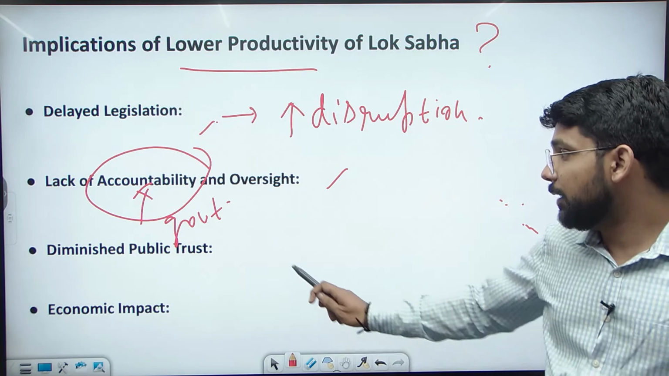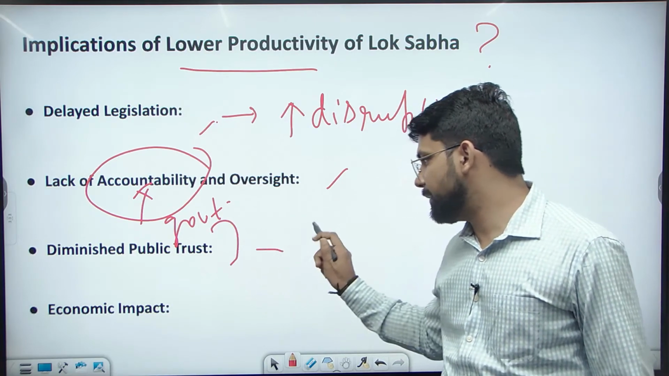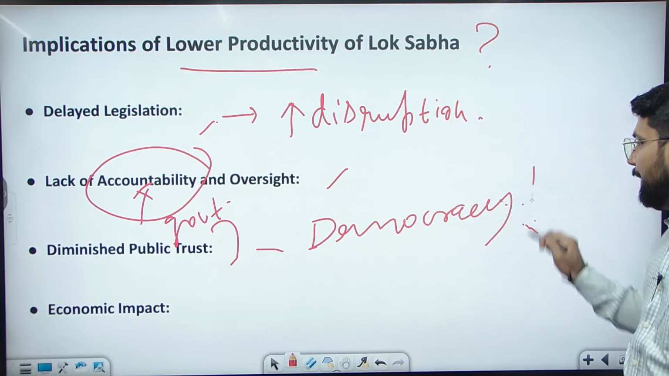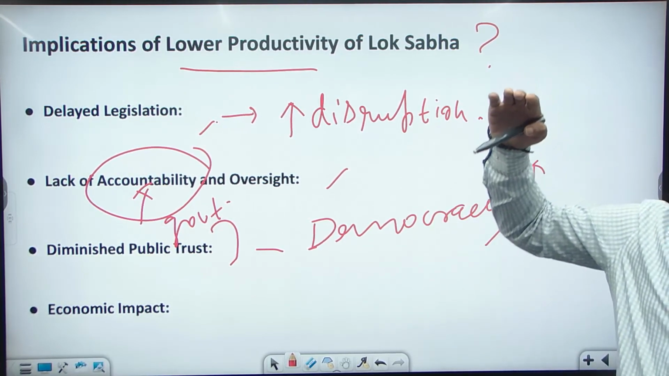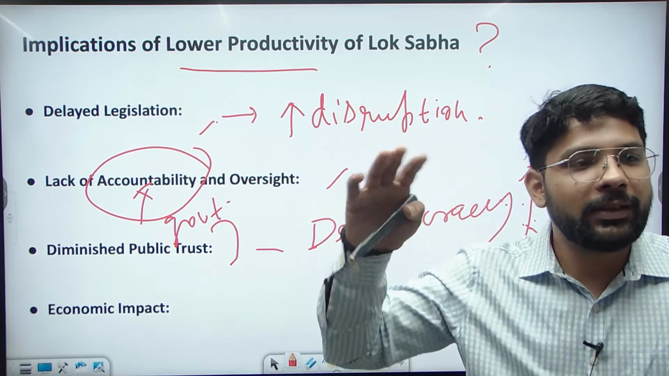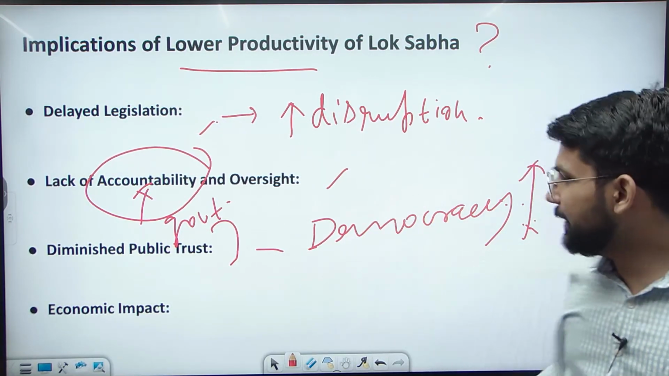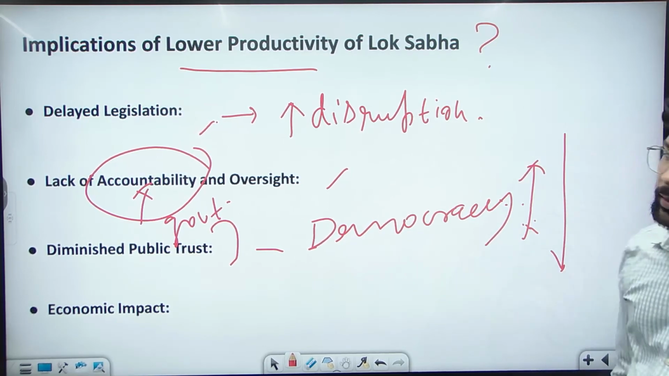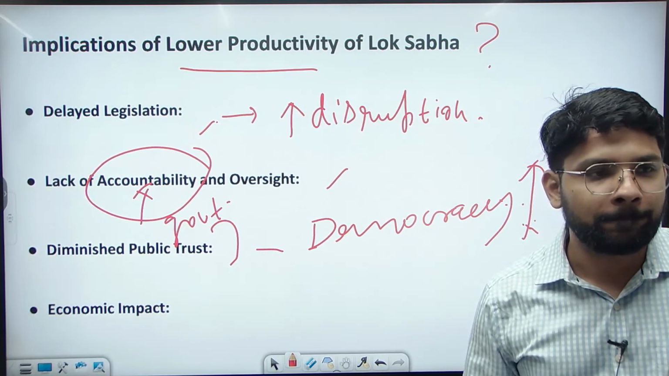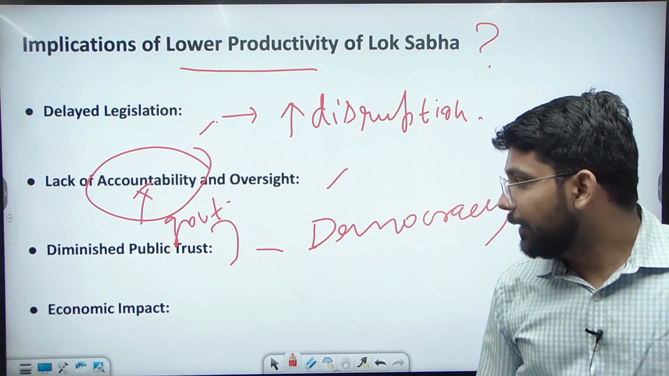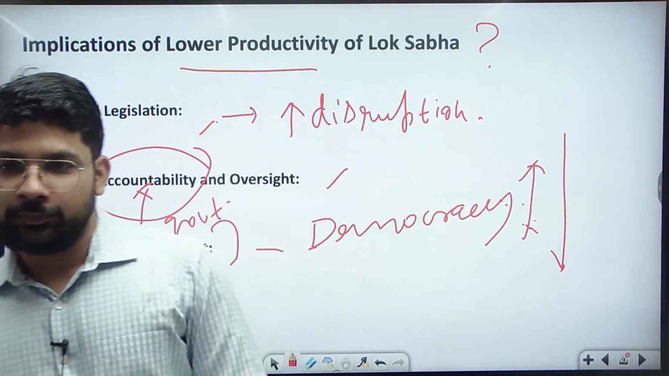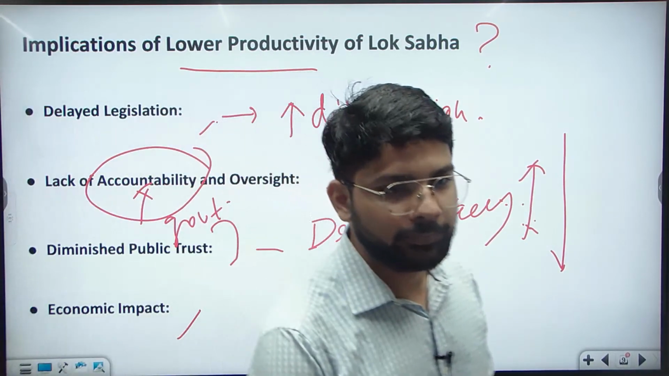Diminishing public trust for a democracy. Public trust is above all. अगर आपके पास पब्लिक का ट्रस्ट है, then you only can win in the parliament. You can only win the election. If that is declining continuously, there is an issue in the democratic process of the country. And the last is the economic impact. What can be the economic impact? क्या हो सकता है economic impact?